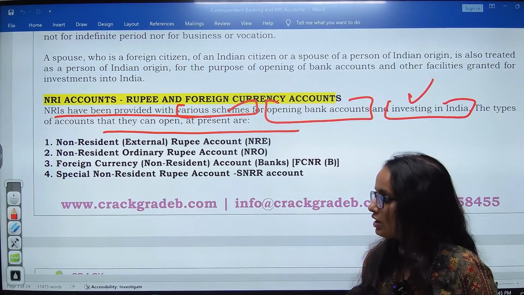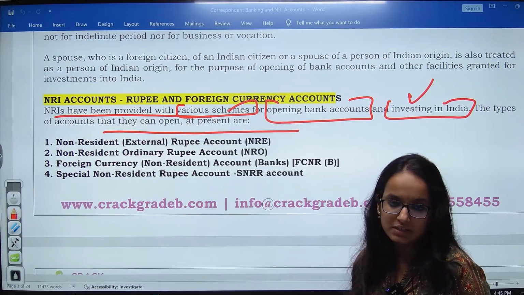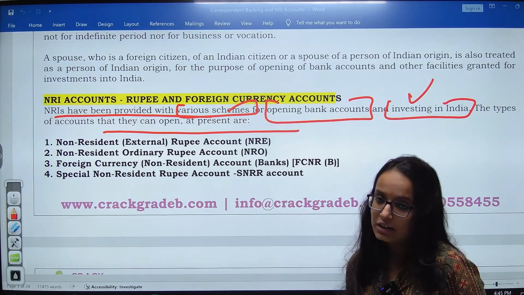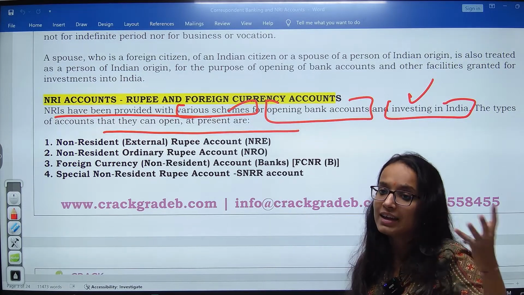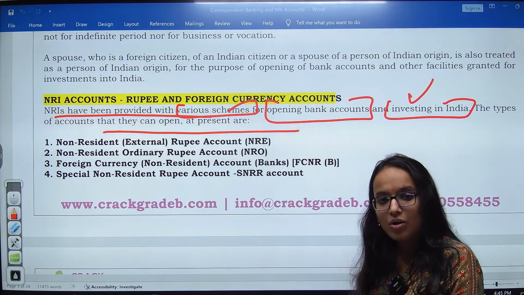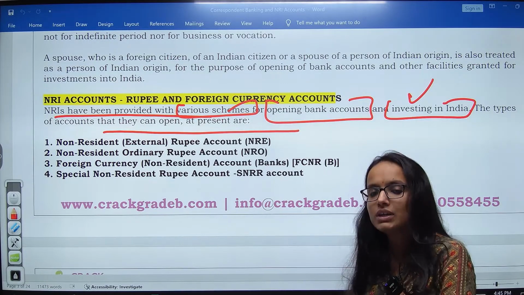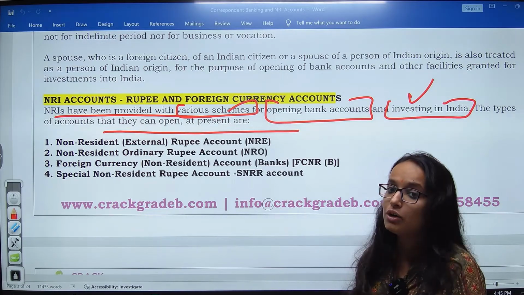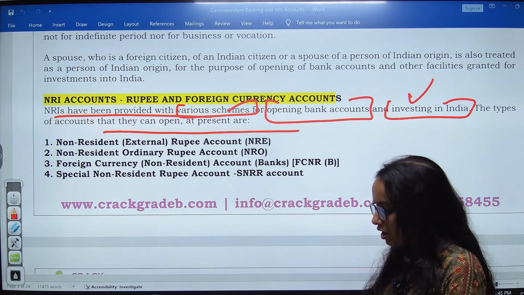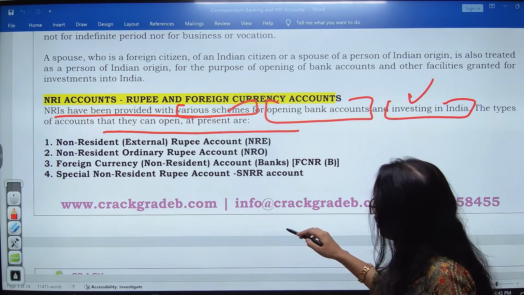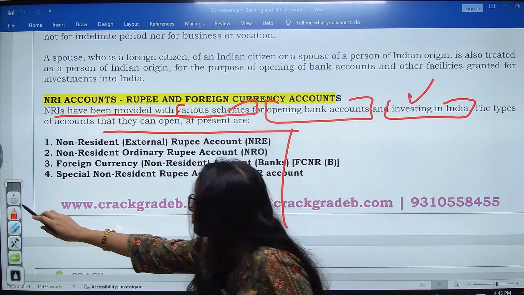So we'll see what the facilities, restrictions and other clauses are. Then you will be able to understand how an NRI can invest in India, and how an NRI can send money to India or send money from India back to the country of origin, which we call repatriation. All these questions will be answered in this section.